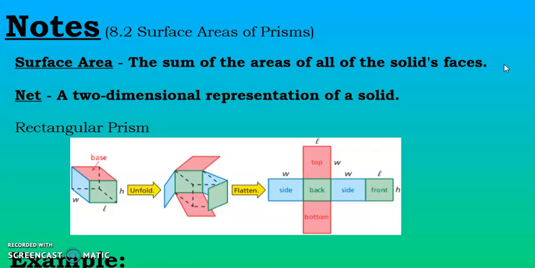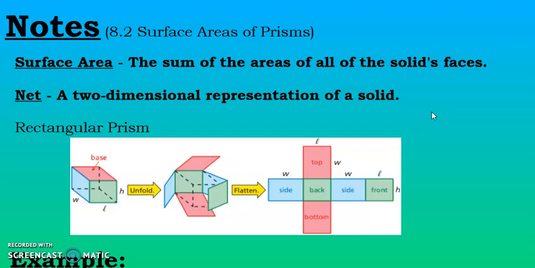First off, surface area, what is it? Well, it's the sum of the areas of all the solid's faces. We learned about faces in the last section, so remember it's just the flat side of a three-dimensional object. So this has 6 faces. Now the surface area is if I find the area of each of those faces and add them together. That's surface area.